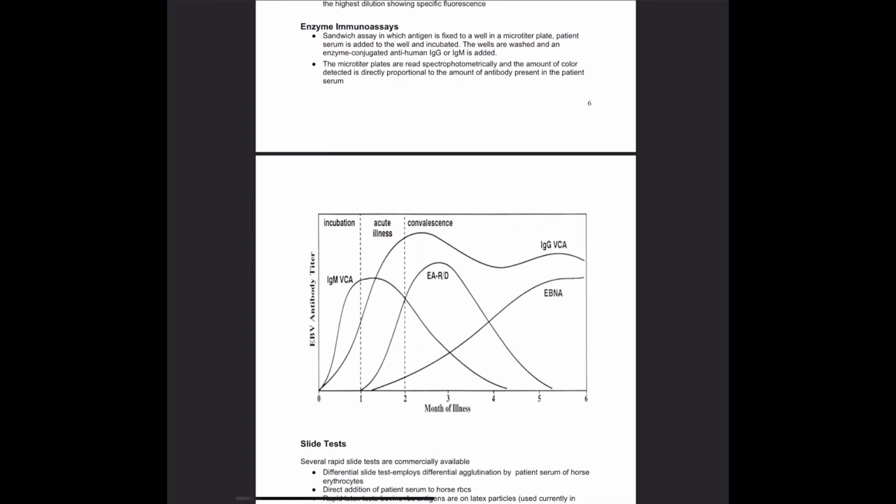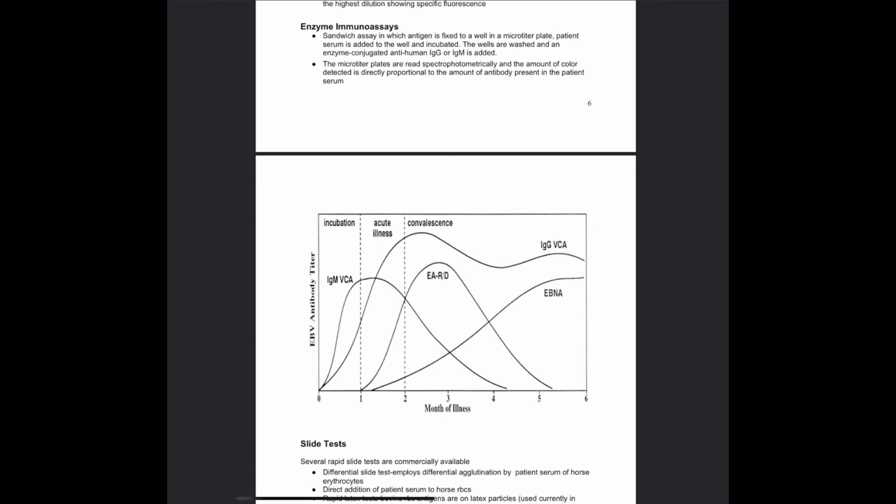We also have enzyme immunoassays. These are sandwich assays in which antigen is fixed to a well in a microtiter plate. Patient serum is added to the well and incubated. The wells are washed and an enzyme conjugated anti-human IgG or IgM is added. The microtiter plates are read spectrophotometrically, and the amount of color detected is directly proportional to the amount of antibody present in the patient serum.